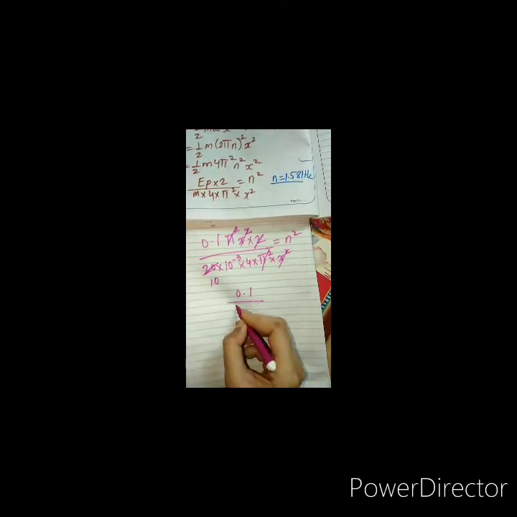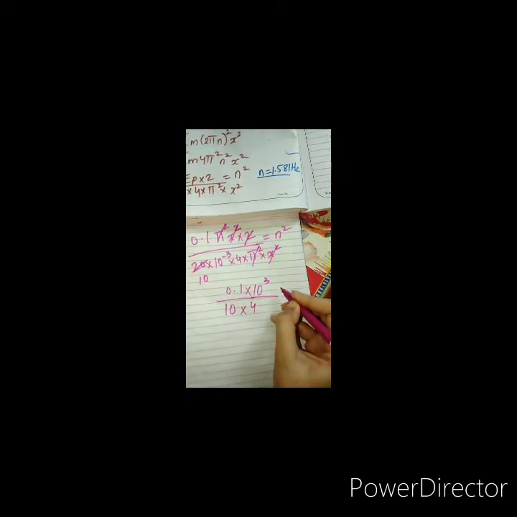Then what will you do? 2 ones are 2, 2 tens are 20. So what remains with you? 0.1 upon 10. This 10 raised to minus 3 will go in the numerator and will become positive. And what else do you have over here? 4 is equal to n square. Now 10 from here and 10 from here get cancelled, so here we have 10 square. So it is 0.1 into 10 square upon 4 is equal to n square.